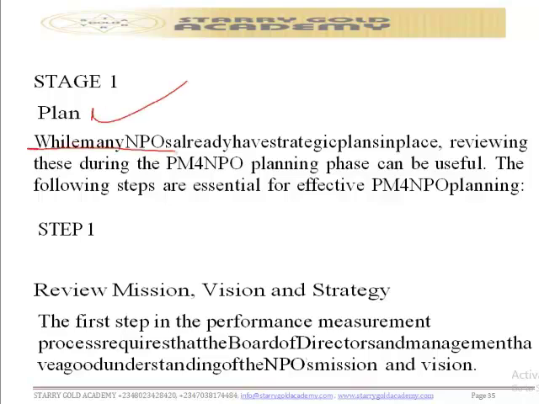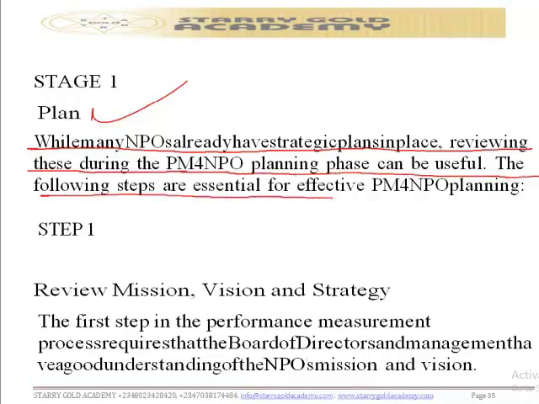While many non-profit organizations already have strategic plans in place, reviewing these plans during the performance measurement for non-profit organization planning phase can be very useful. So the following steps are essential for effective performance measurement for non-profit organization planning. Step 1 is to review mission, vision and strategy. Review the vision, review the mission and review the strategy.